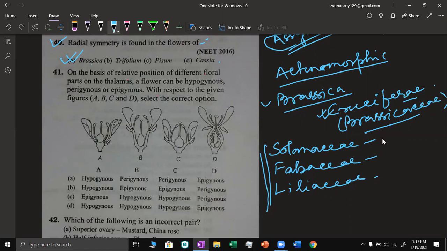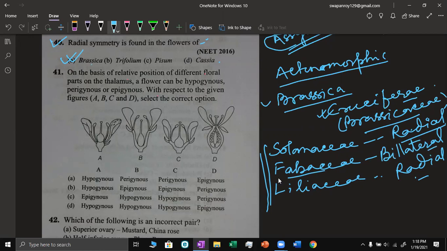So here Solanaceae is radial. Solanaceae family, that is potato, brinjal, capsicum, petunia, these all have radial symmetry. Liliaceae also has radial symmetry. So they are both actinomorphic, but Fabaceae or Papilionaceae, that one has bilateral symmetry, so they are zygomorphic.